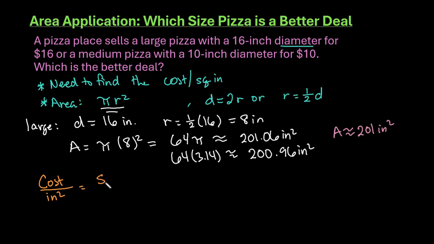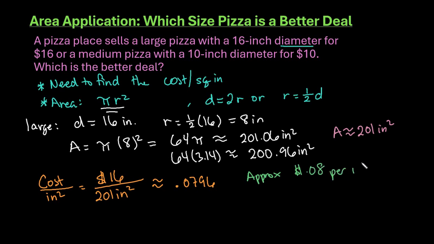Then we need to find our cost per square inch. We know that the cost is $16, and the pizza has a total area of 201 square inches. So we plug into our calculator 16 divided by 201, and we get approximately 0.0796. So we can say that the cost of this one is approximately 8 cents per square inch.